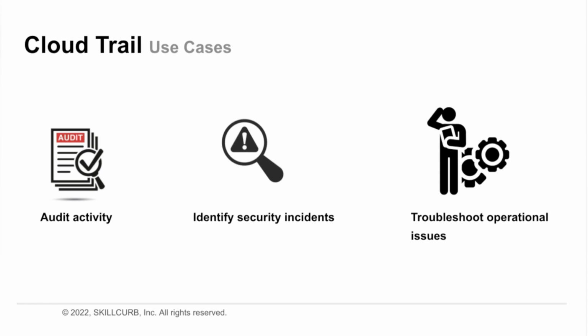First, we have audit activity. It monitors, stores, and validates activity events for authenticity. It easily generates audit reports required by internal policies and external regulations. Next, we have identify security incidents. It can be used very effectively as a security analysis tool. CloudTrail events provide very specific information about where an API call originated from, or who or what initiated the request. Next, troubleshoot operational issues. CloudTrail helps solve and manage day-to-day operational issues and problems.